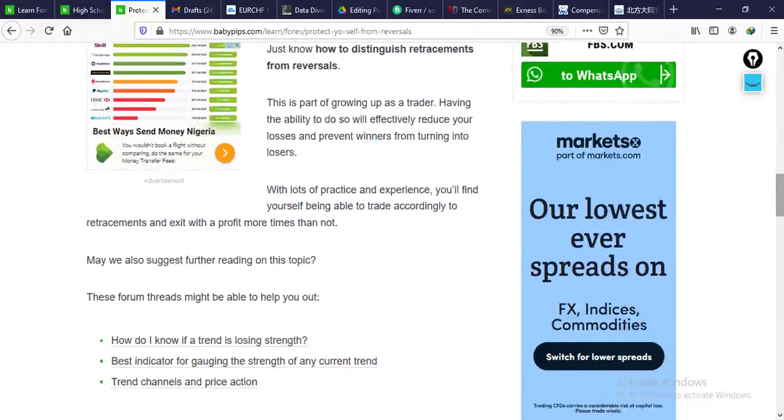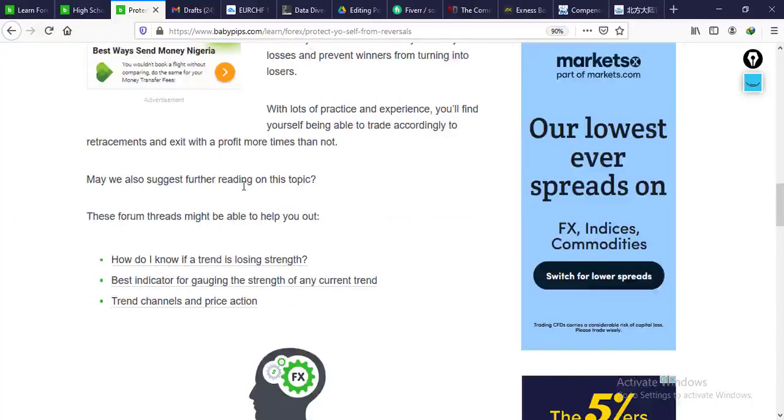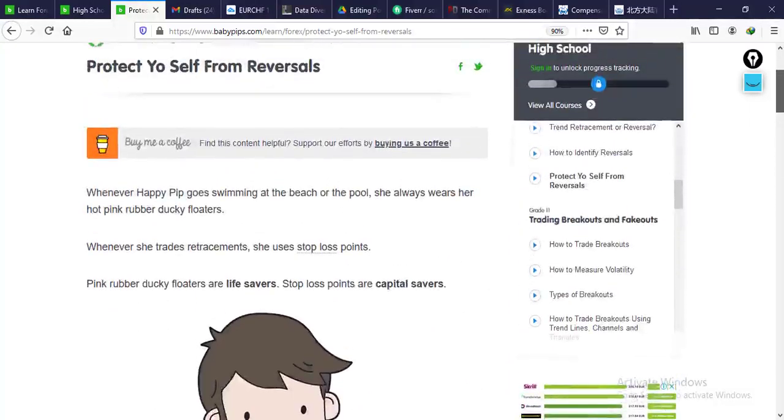With lots of practice and experience, you'll find yourself being able to trade retracements and exit with a profit more times than not. So you are also encouraged to do further reading on this topic in these forums. How do I know if a trend is losing strength? Which is the best indicator for gauging the strength of any current trend? Then trend channels and price action. These forum threads can help you a lot. I'm going to put a link in the description to these forum threads. So bravo, congratulations.